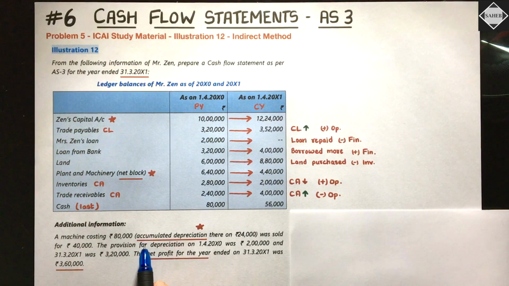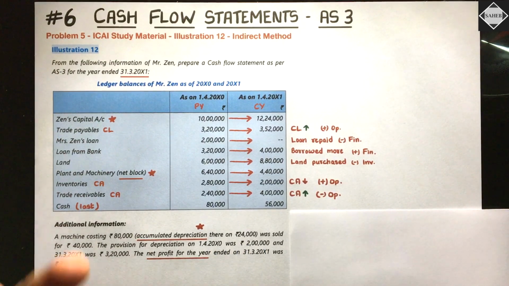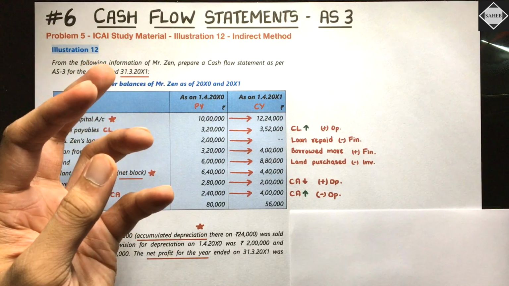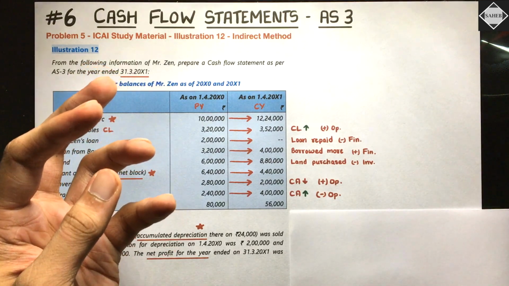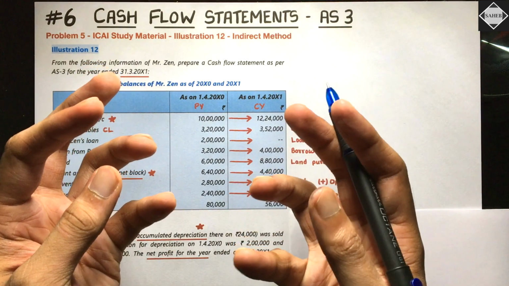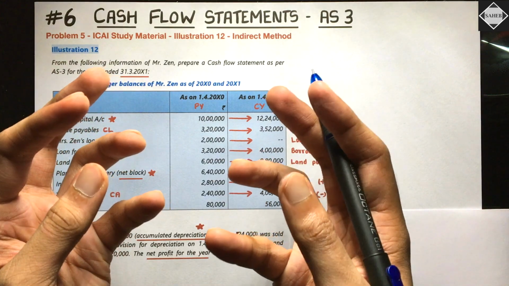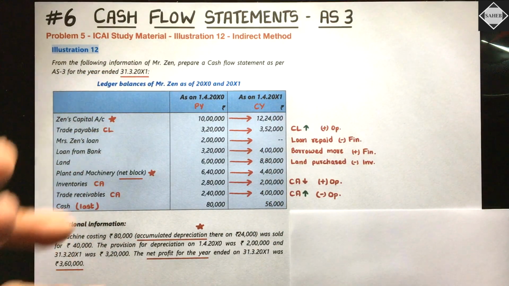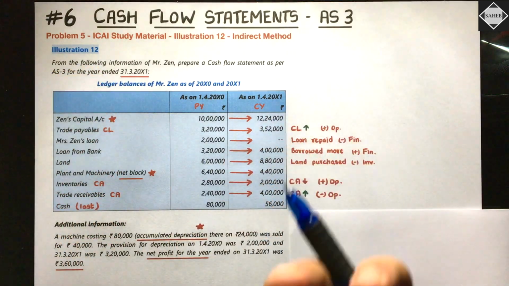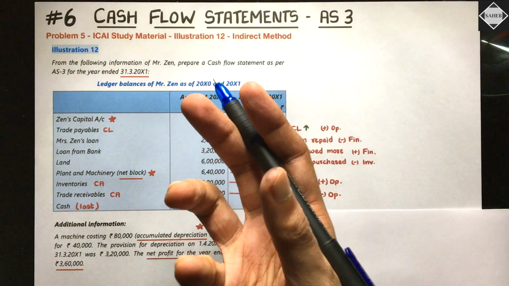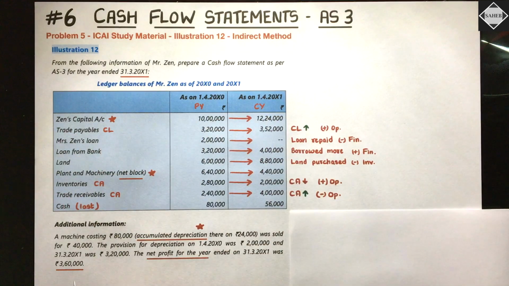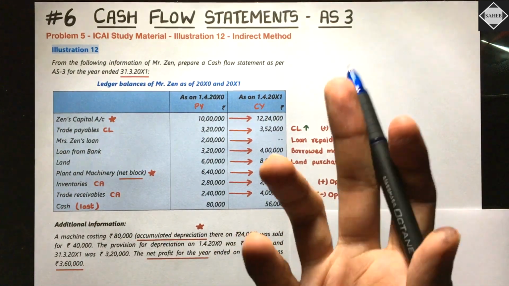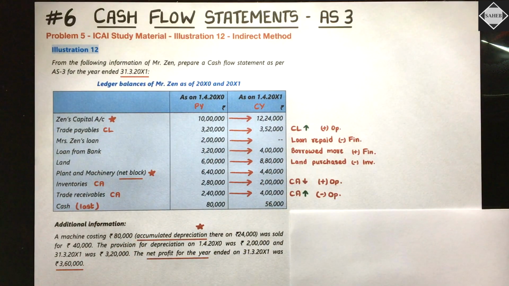So there is accumulated depreciation also over here. Accumulated depreciation of 24,000 was there, and it was sold for 40,000. Understand, 80,000 was the cost of a machinery. On that we have charged how much depreciation? 24,000 depreciation accumulated is there. And then we have sold it for 40,000. So easily you can find out now, 80,000 minus 24,000, you will get the WDV of the machine. Compare it with the sale value, 40,000, you will get the profit or loss on sale. We'll do that in the account, don't worry.